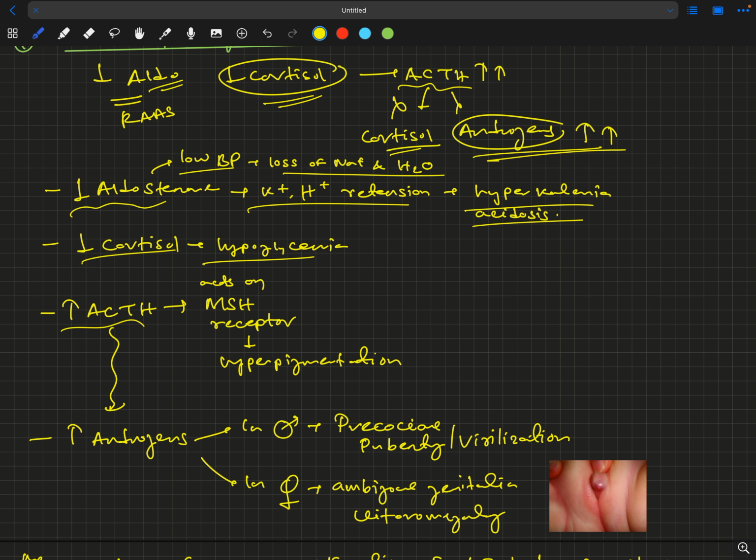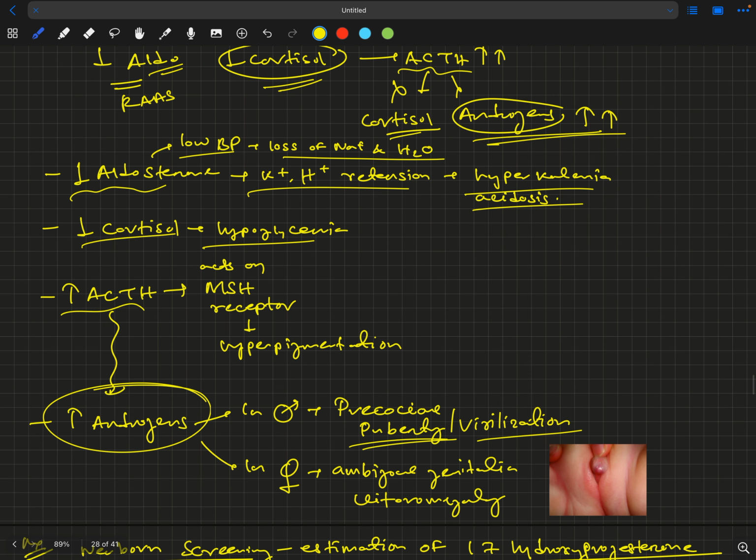So this ACTH does two things. It increases the androgens, and that will lead, in case of a male child, to precocious puberty. Puberty will occur earlier. Androgen will lead to virilization. In case of male, it will lead to precocious puberty.